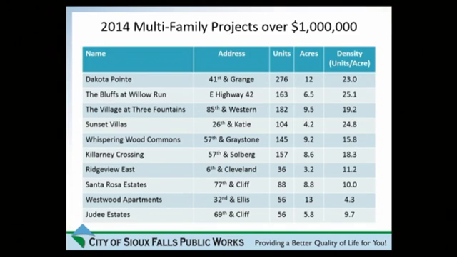Here is just a small sample of those projects. It's the 2014 multifamily projects with a value of over $1 million. And, you know, they're 41st and Grange, 69th and Cliff. They're in all areas of the city. But what you're seeing is a lot more 3- and 4-story apartment buildings, which put more units per acre, thus more trips are generated per acre.